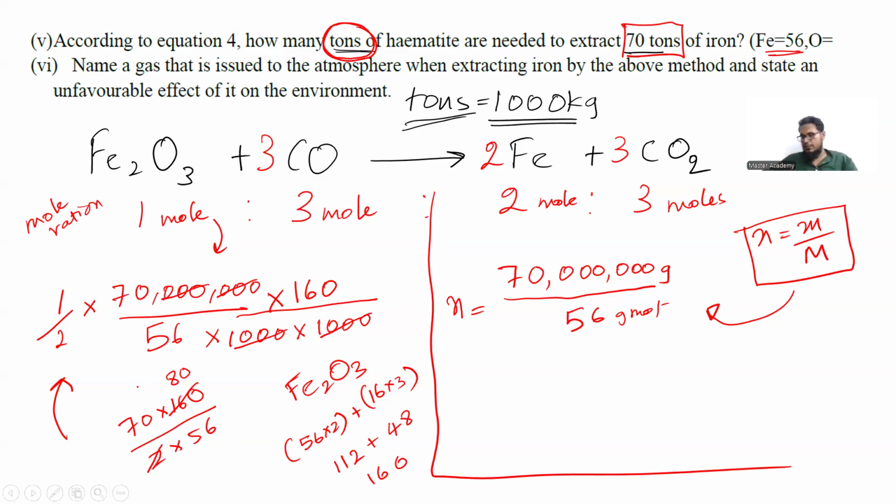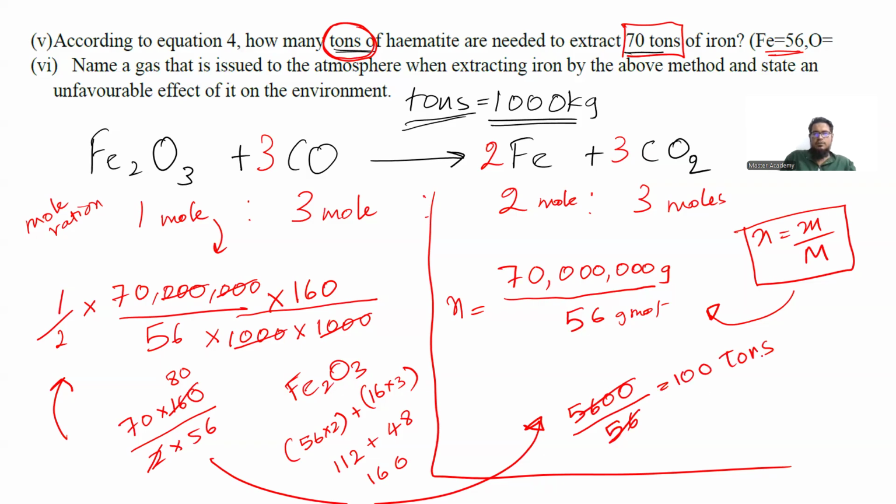What is 7 into 8? 56. See, normally in our syllabus, they will give cuttable answer. So, I'm taking this to this side. 7 into 8, 56, and there are two zeros. That means 70 into 80, 5,600, not 56,000, 5,600 divided by 56. This and this will get cut. Our answer is 100 tons.